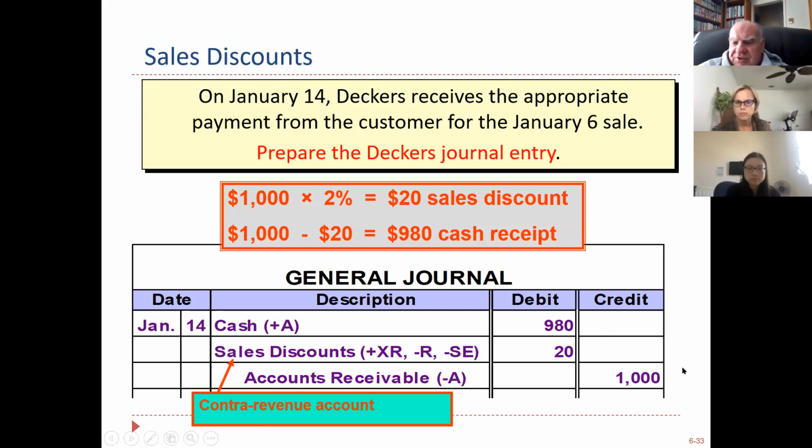When we recorded the sale, how much did he owe us? $1,000, right? And he either pays us the 1,000 or he pays early and we give him a $20 break. Okay?